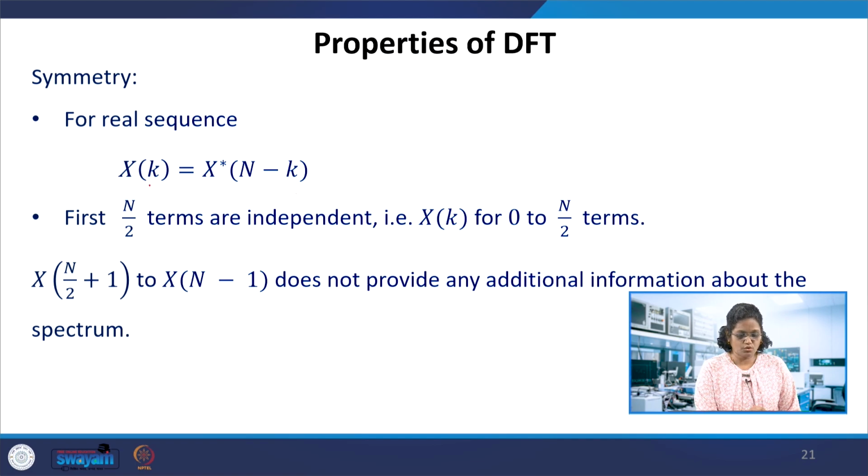Similarly, if k equals 2, then 8 minus 2 is 6, and X2 is the conjugate of X6. So there are n by 2 terms independent of Xk, that is 0 to n by 2, and n by 2 plus 1 to n minus 1 are redundant information, just conjugates of these terms. So they do not provide any additional information about the spectrum.